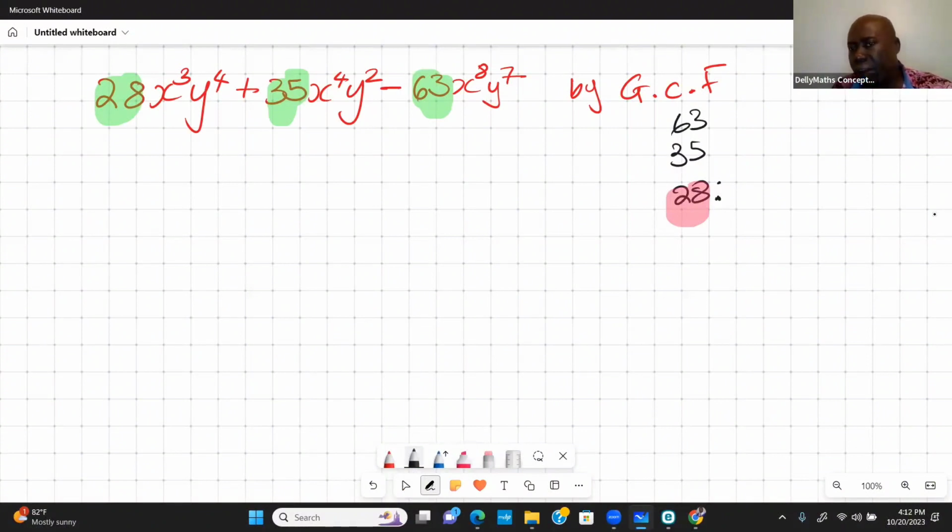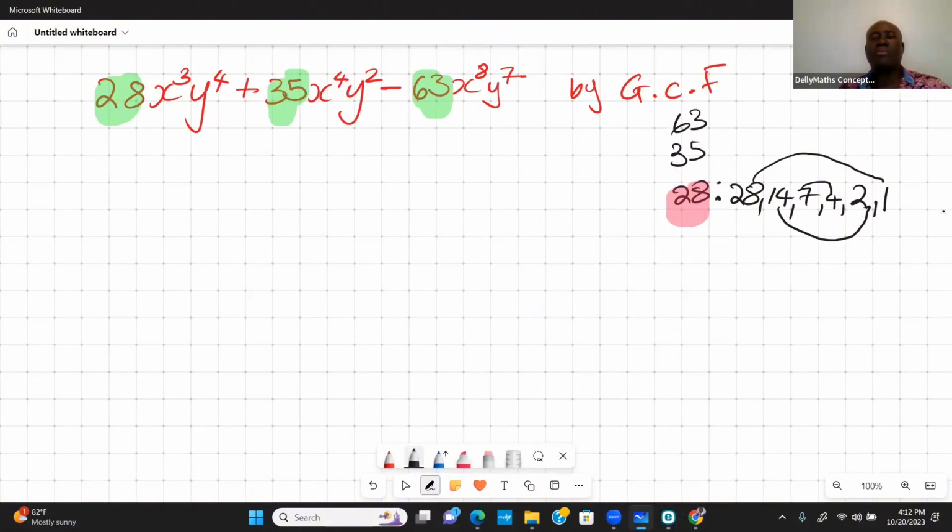So if we're listing the factors of 28, it's going to be 28, 14, 7, 4, 2, and 1. These are all the possible factors, or factor pairs, that can go into 28 without a remainder, which means that one of these should work.